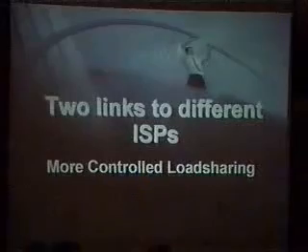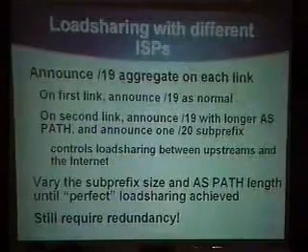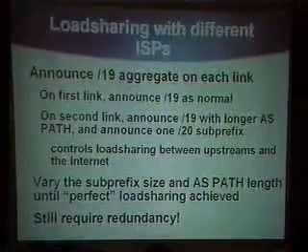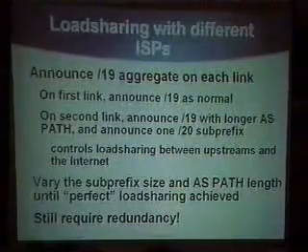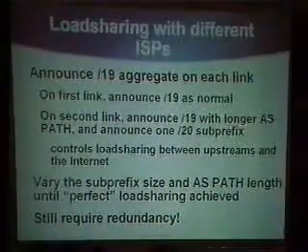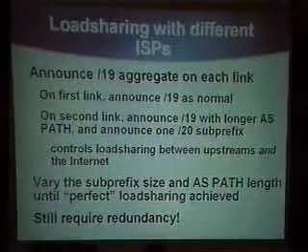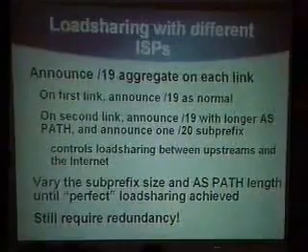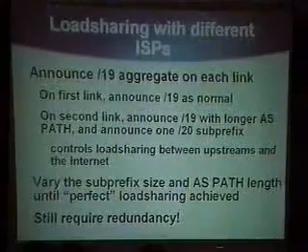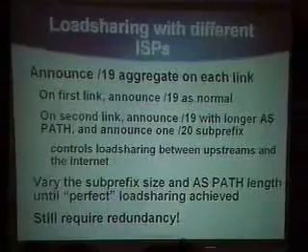Moving on. Two links to different ISPs, so slightly more controlled load sharing, just to give you some other ideas of what can be done. Again, we announce the /19 aggregate on each link. We always, always, always announce the /19 aggregate. First link, we announce the /19 as normal. On the second link, we announce the /19 with a longer AS path, and announce a single /20 subprefix. This gives a little bit more control of load sharing. The /20 will go to your upstream. It may go further than your upstream. You don't know. Maybe you can talk to your upstream and find out what he's announcing to the internet.